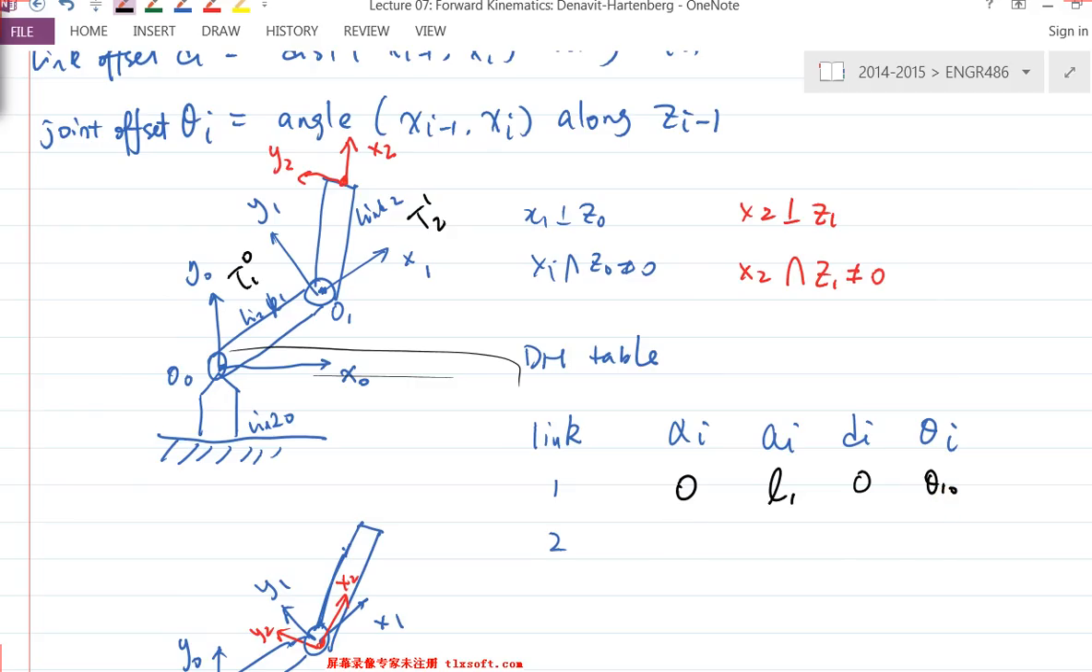So keep going here. If I go to the second row, what's the alpha 2 value between these two frames? 0, right? a i is L2. d i is 0. And theta 2 is theta 2 initial.